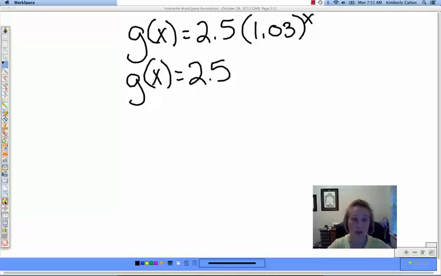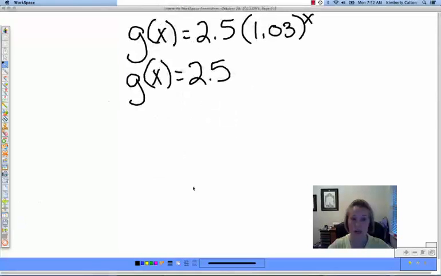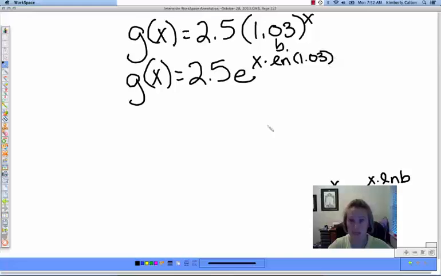So let's go back and look, and we know that we want it to say e and the x times the natural log of b. So we're going to write that on our paper. So down here we have b to the x equals e raised to the x times the natural log of b power. So we know that the 1.03 is our b, and then of course we have x. So now we're going to have 2.5 times e raised to the x power, which x still stays the same, times the natural log of 1.03.